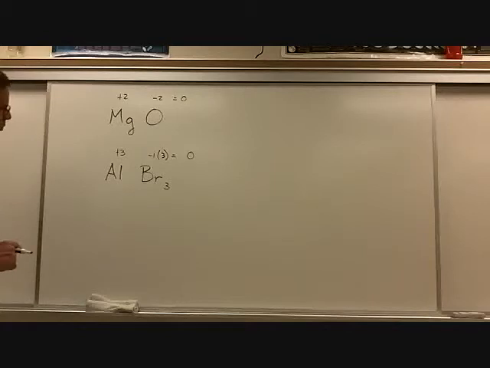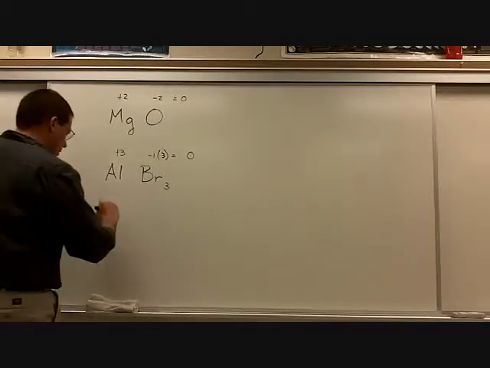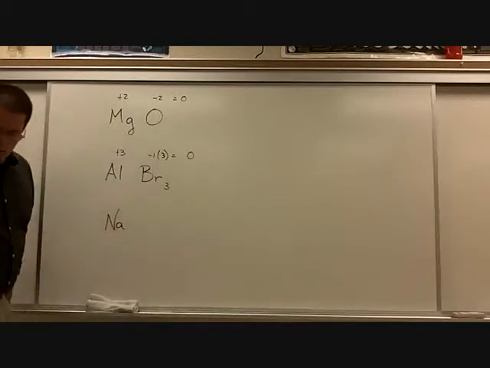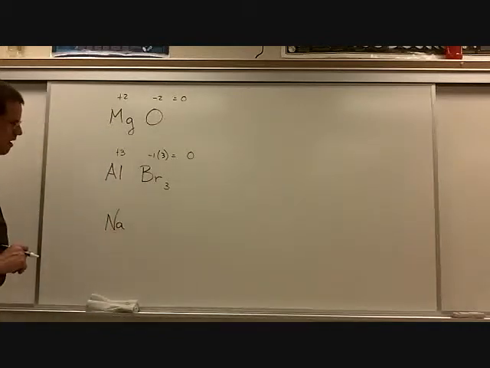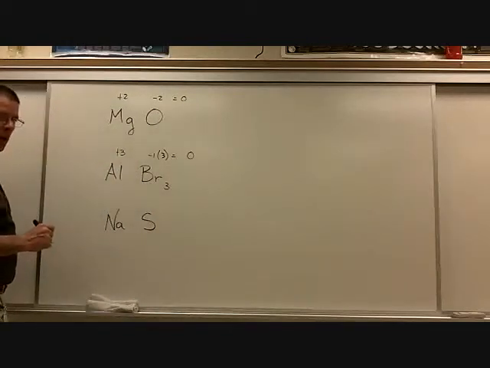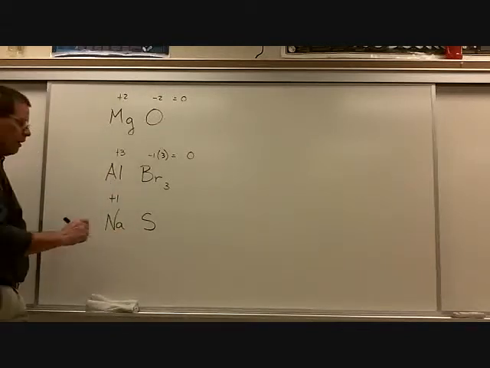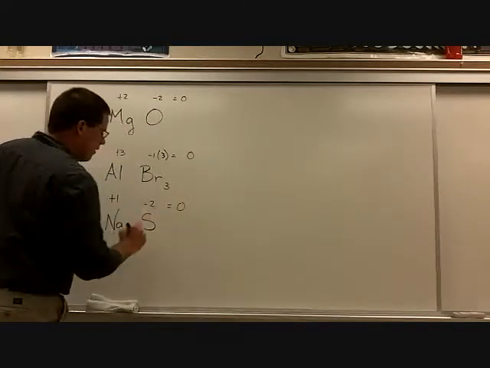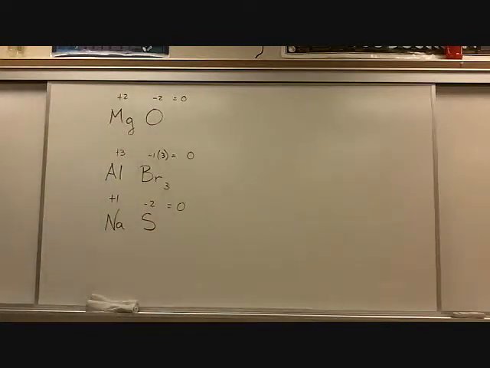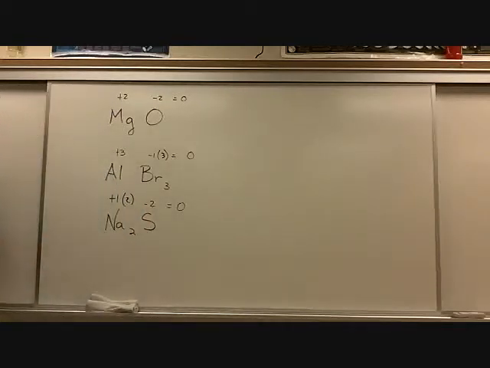Sodium and sulfur. Who's my metal? Sodium. And how do I represent sodium? Na. And sulfur? S. All right. What's the charge on sodium? Plus 1. It's a metal. Good. Sulfur? Minus 2. And does that equal 0? So what do we need to do? Multiply sodium by 2. Good. And what is that called? Sodium sulfide. Very good.